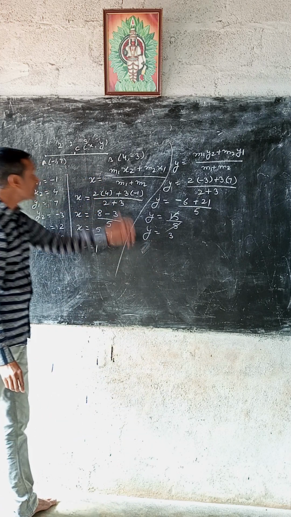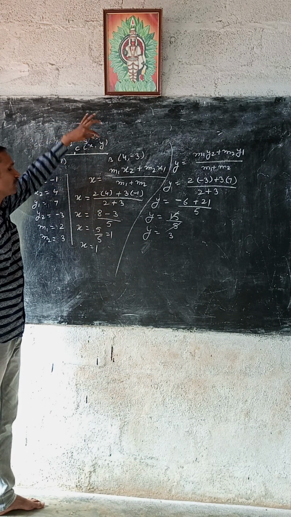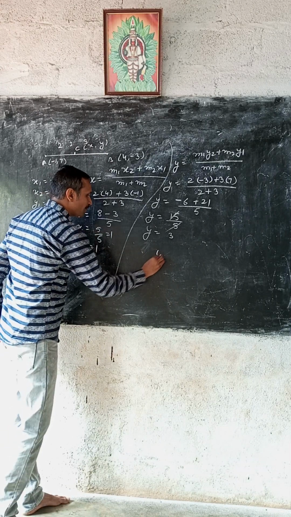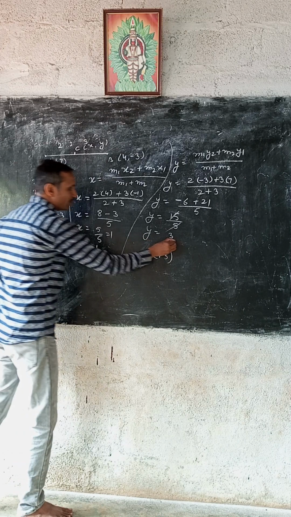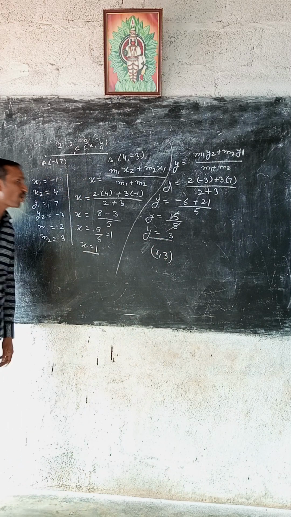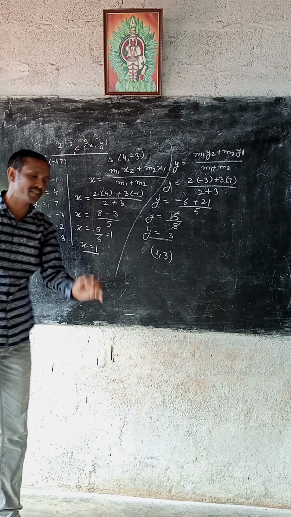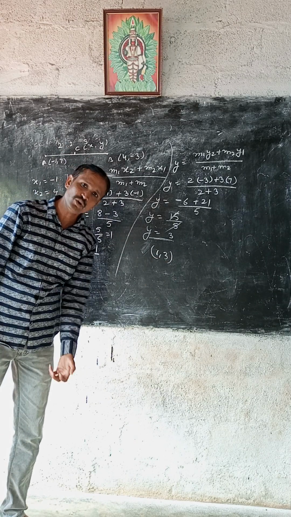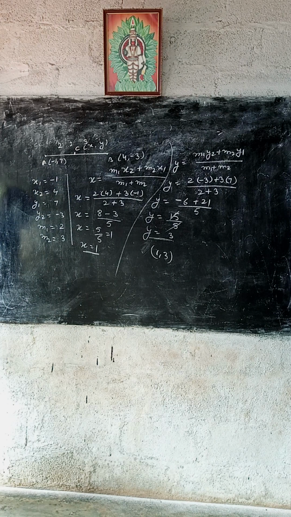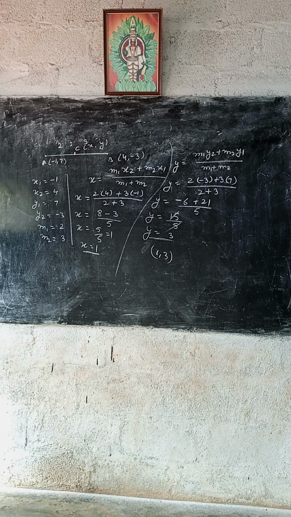We got the coordinates of this point C, x and y, as (1, 3). Because for x we got 1, and for y we got 3. So the coordinates of the point C, which divides in the ratio of 2 is to 3, are (1, 3). Next, taking question number 2, after question number 1.